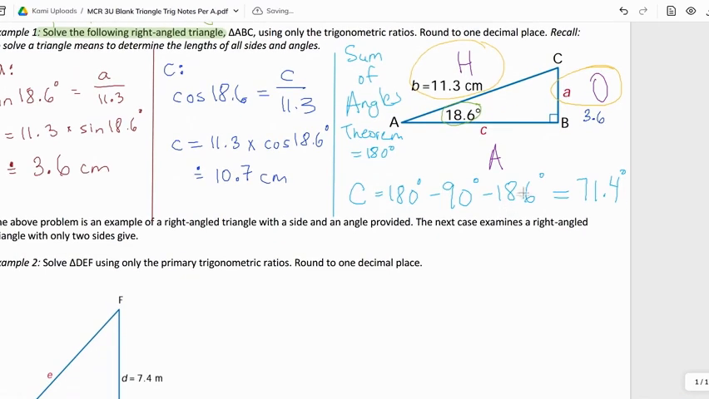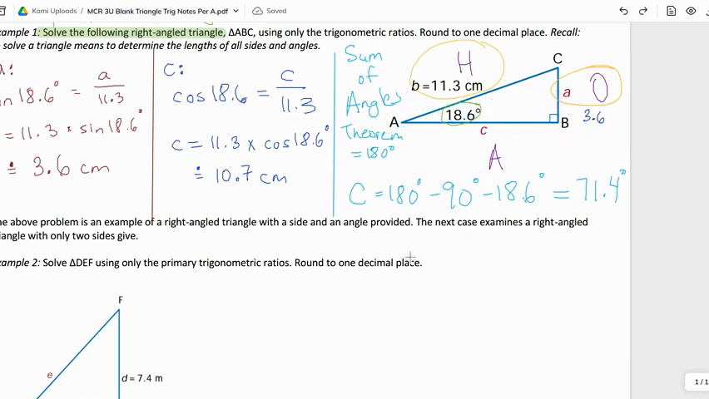Reminder that angles are represented by uppercase letters, capitals. Sides are represented by lowercase letters, and they're always corresponding. So angle A is across from side A. Angle B is across from side B. Does that make sense? Remember that?